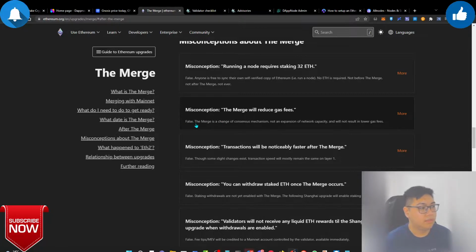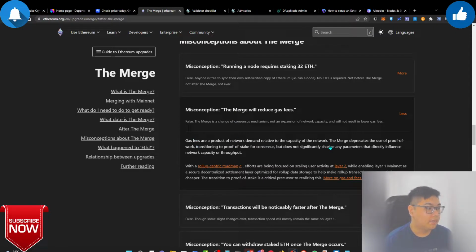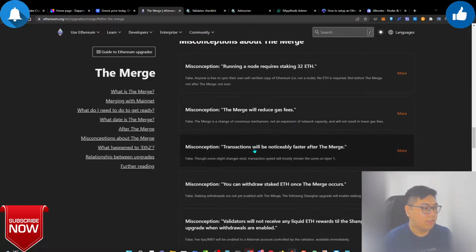So first, the merge itself is going to be a change from proof of work towards a proof of stake mechanism. It's not an expansion of the network capacity and everything. It will not reduce the gas fee. And from there, there's more stuff with more technical terms. And after that, transactions will be notably faster.